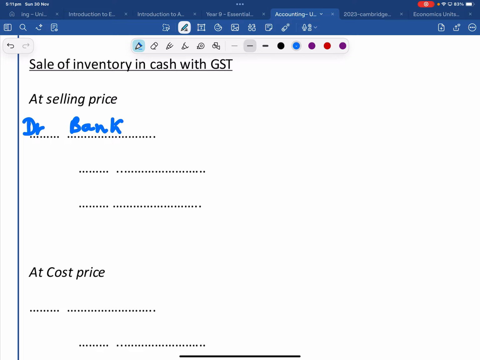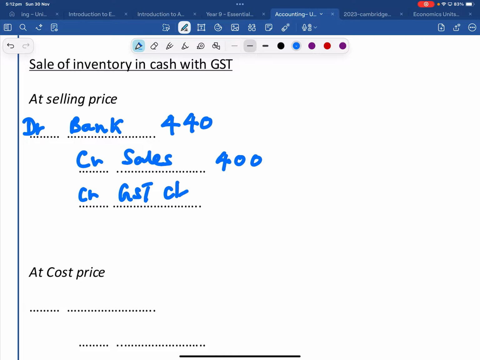Right. Shall we write some amounts as well? Let's say 440. Credit, sales 400 and credit GST clearing $40.